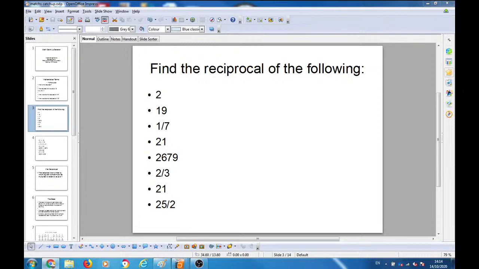So 1/21, yeah, spot on. And then the same would be for 2069. Yeah, spot on.